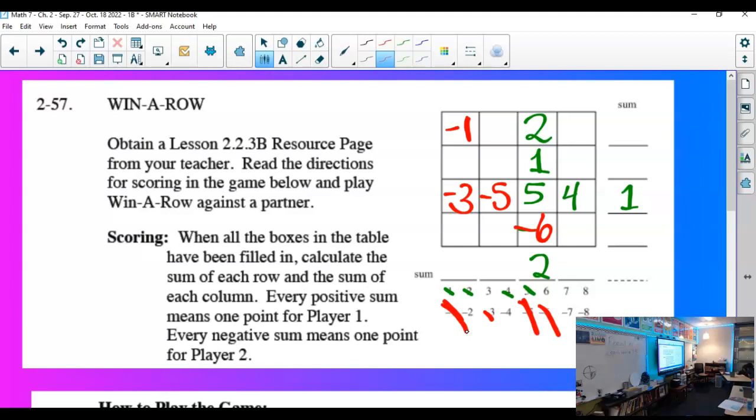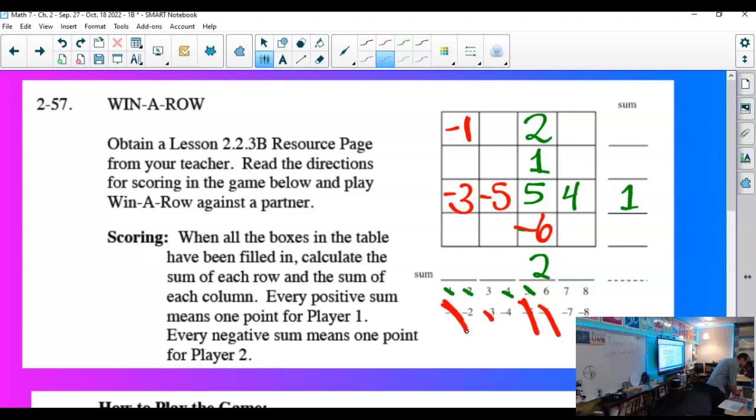Wait, so if it's a negative number, do I win? And if it's a positive, negative? Whoever's playing positives, they get points for positive. Whoever's playing negatives, they get points for the negative. I'm waiting for you to win that round. I can come help with scoring too. You guys probably aren't done yet.